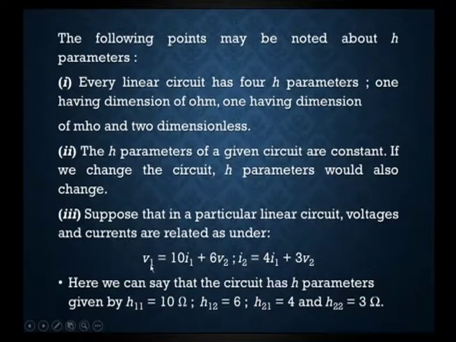If this is the expression related for voltages and current, here we can easily say we found out the H parameters. V1 here, 10, represents H11, which is equal to 10 ohm, and H12 is represented by 6, which is dimensionless. In the I2 expression we can find H21, which is 4, and H22 is equal to 3 ohm. These are the two concepts that we need to remember whenever we are going to study.